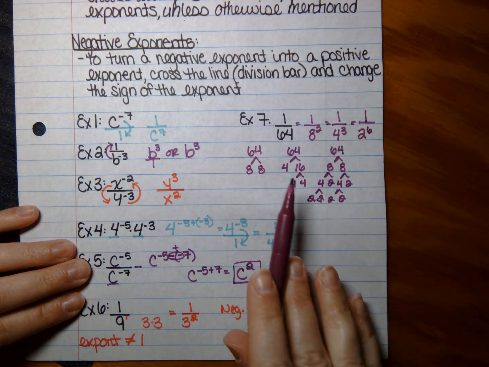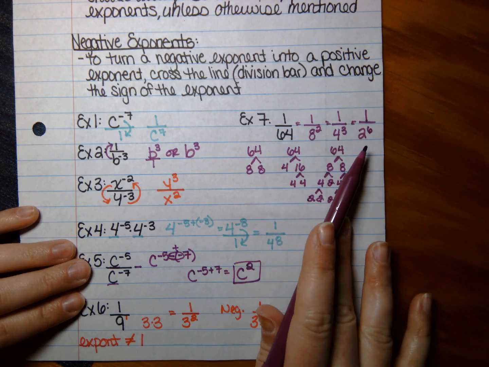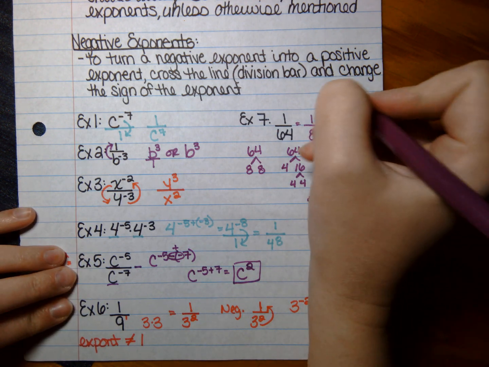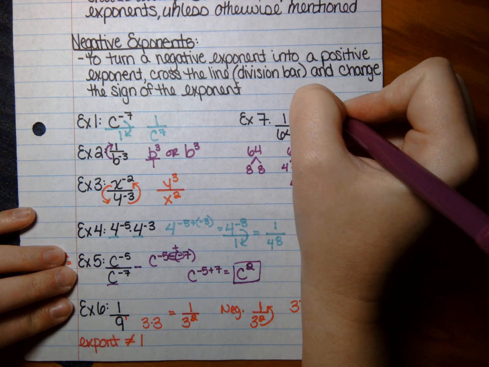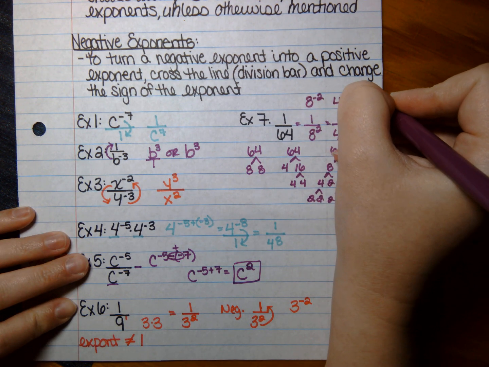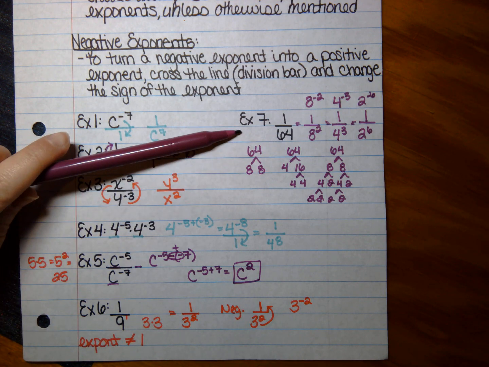So this 1/64, you have 3 different options that you can have. If I wrote these as negatives, it would be 8 to the negative 2, 4 to the negative 3, or 2 to the negative 6. So there's not always one right answer when solving problems like these.